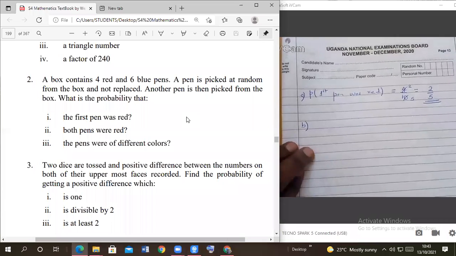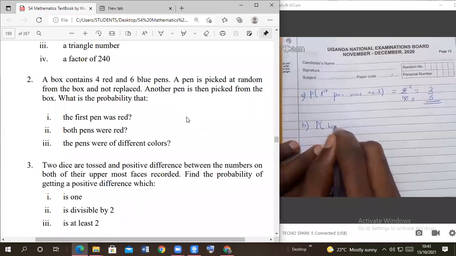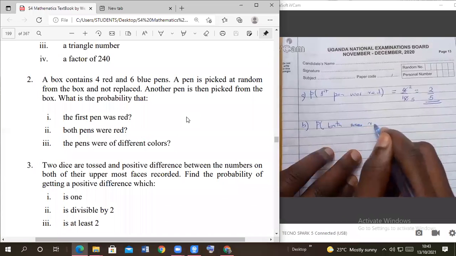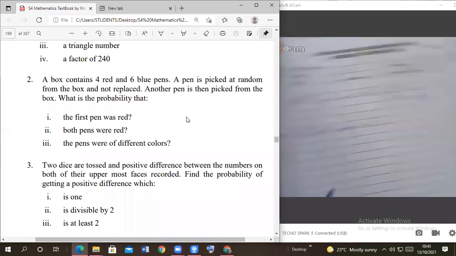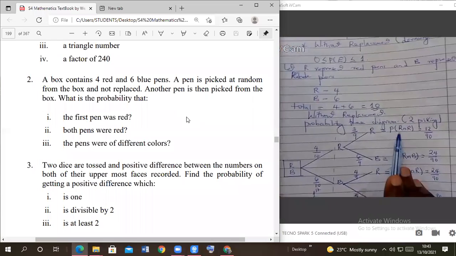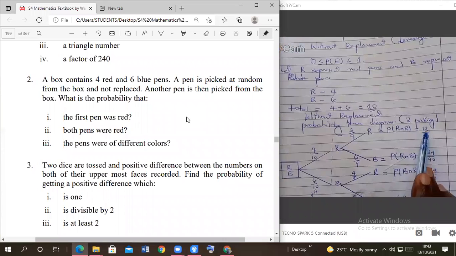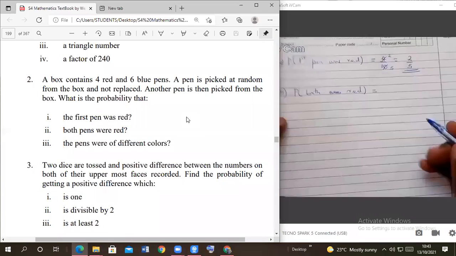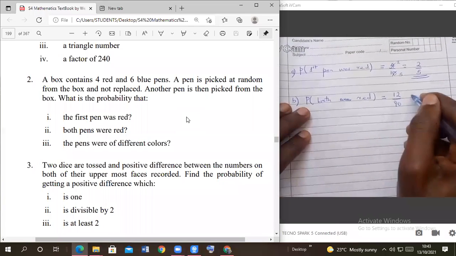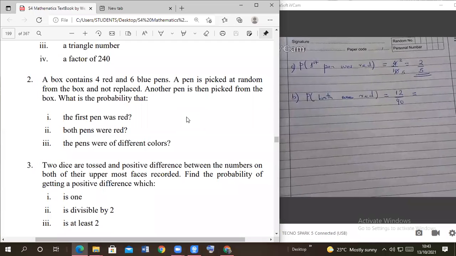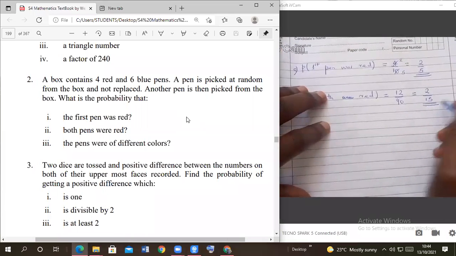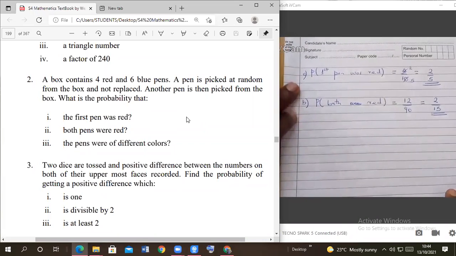In B, what do they want? Both pens are red. Both were red. So red and red. What did we get here? 12 out of 90. So you put here 12 out of 90. If you reduce that, 12 divided by 90, what do you get? 2 out of what? 15. 2 out of 15.